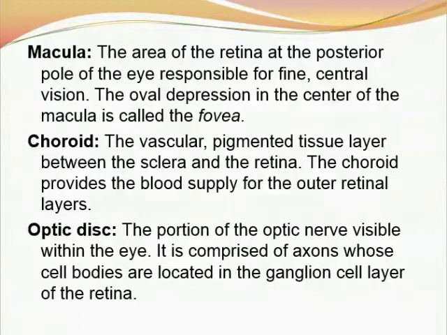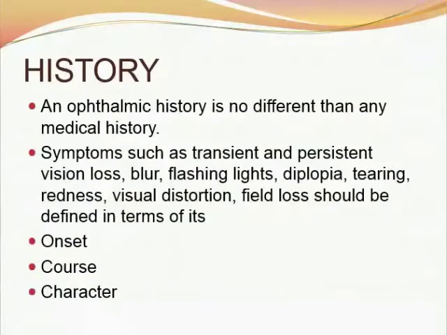Choroid is the vascular pigmented tissue layer between the sclera and the retina. The choroid provides the blood supply for the outer retinal layers. Optic disc is the portion of the optic nerve which is visible within the eye. It is comprised of axons whose cell bodies are located in the ganglion cell layer of the retina.